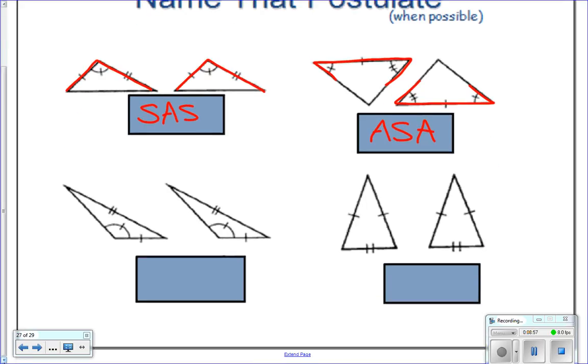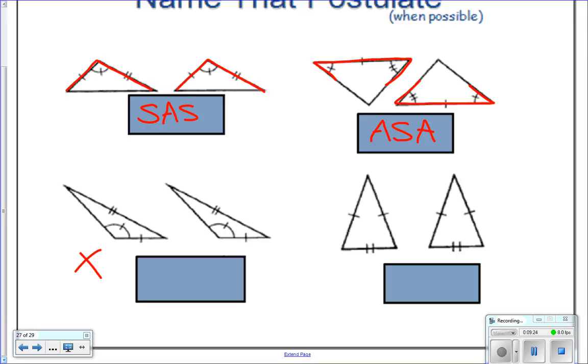If I go in order, I either have side, side, angle, and then side, side, angle. So we know that that's no good. I can't have SSA. And if I go the other way, angle, side, side, angle, side, side, again, that's no good. None of those go with any of the rules that we've talked about. So this one, we cannot say that it's going to be congruent necessarily.